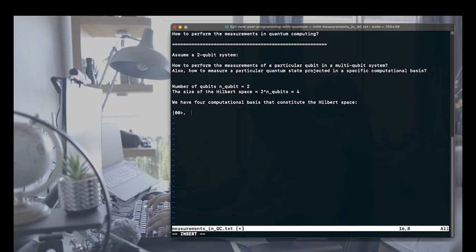The computational bases are ket 00, ket 01, ket 10, ket 11. We need to note that the way we are writing these kets now is done in the Big Endian convention. This is a textbook convention.